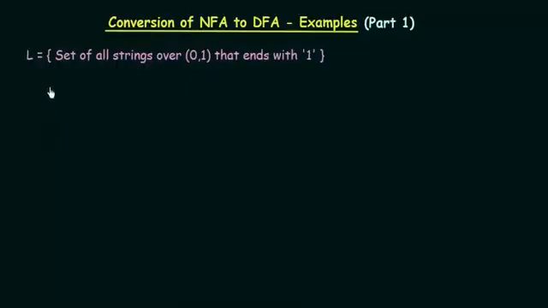Here we have an example language L, which is the set of all strings over 0, 1 that ends with 1. What we have to do is design the NFA for a language that accepts the set of all strings over 0, 1 that ends with 1, and after designing the NFA we will convert it to its equivalent DFA. So let's see how we can do this.